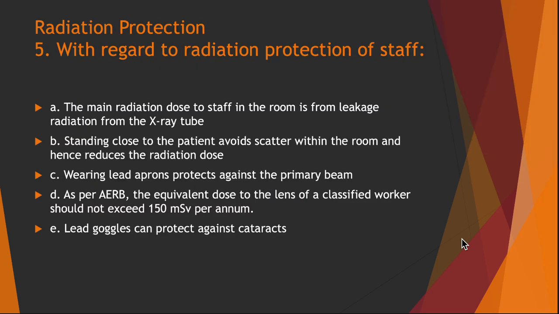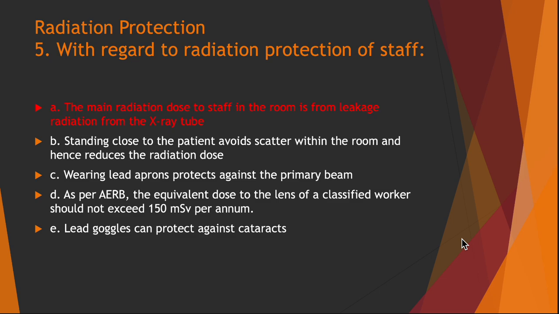With regard to radiation protection, with regard to radiation protection of the staff, the main radiation dose to the staff in the room is from the leakage of radiation from the X-ray tube. Not at all, because if that were the case, then AERB would not even approve that X-ray tube. Leakage radiation from the X-ray tube is less than 2% of all the dose received by the staff in the room. The scattered radiation from the Compton interaction with the patient is the main radiation dose to the staff. So we should remember that.